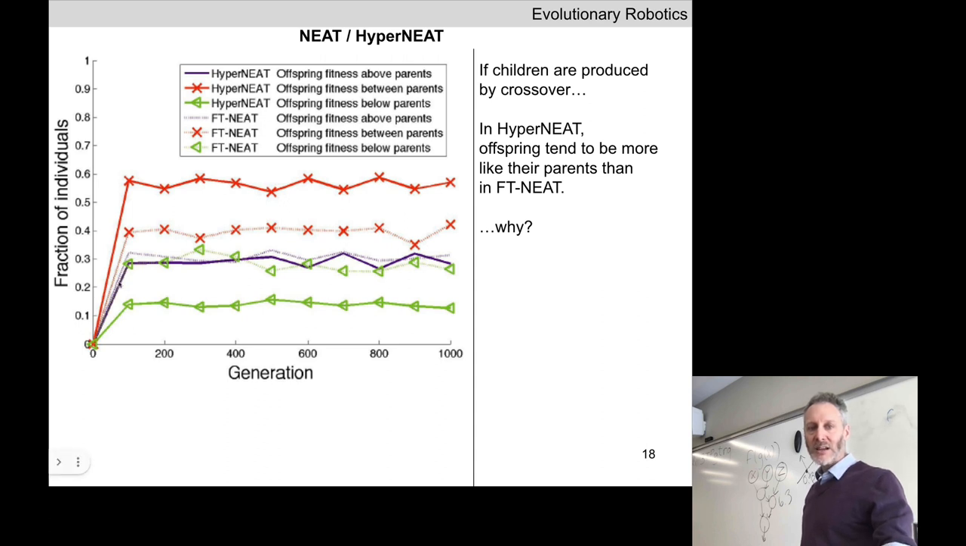FT neat, you can see that's also true. So they're both doing similar things here, that recombination is helpful. There is a not inconsiderable period of time, there are several times in which the recombination event produces children that are better than both parents. Yeah? This actually helps both algorithms here.